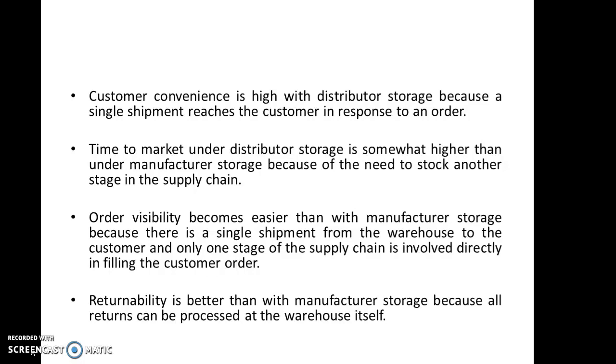Order visibility becomes easier when we compare it to manufacturer storage, because there is a single shipment from the warehouse to the customer, and only one stage of the supply chain is involved directly in filling the customer order. That is, customers have direct contact with the retailers and distributors, and they get the information about the order and the status of the order very easily. So order visibility is much easier in distributor storage.